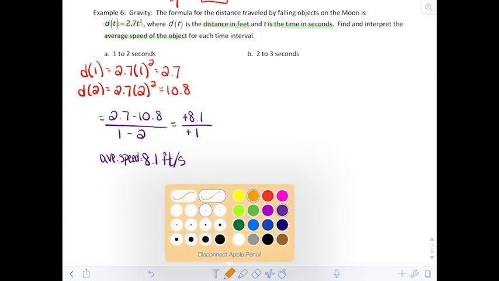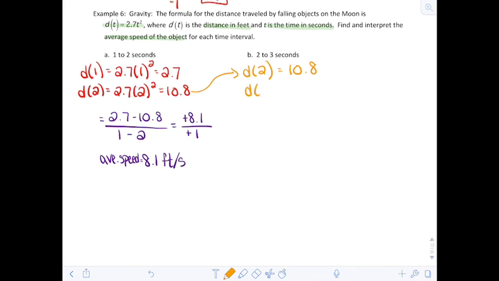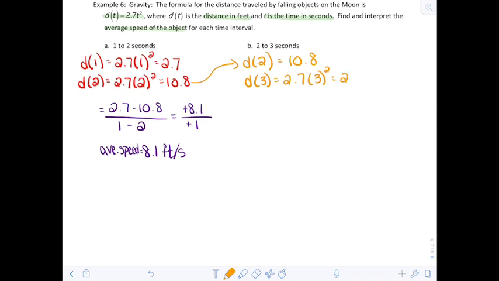All right, let's look at B. So from 2 to 3 seconds, we're going to do D of 2. Well, I just did D of 2, and I already know that it's 10.8, so I'm just going to put that right there. No need to do it again. And then I'm going to do D of 3. So I'm going to take 2.7 times 3 squared, which is 9, and that gives me 24.3.